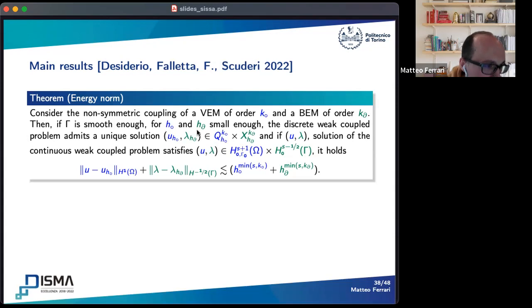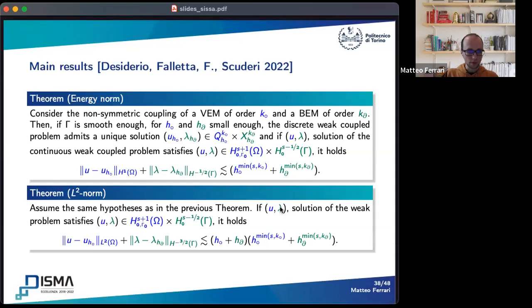If H circle and H partial, the two mesh parameters of the interior and boundary meshes, are small enough, then we have a unique solution. We can use a discrete inf-sup condition, and we can prove these optimal convergence estimates in the energy norm with two different orders of approximation: one from the virtual element method and one from the boundary element method. The same holds for the L2 norm. We can prove that we have exactly what we expect, a plus one here.